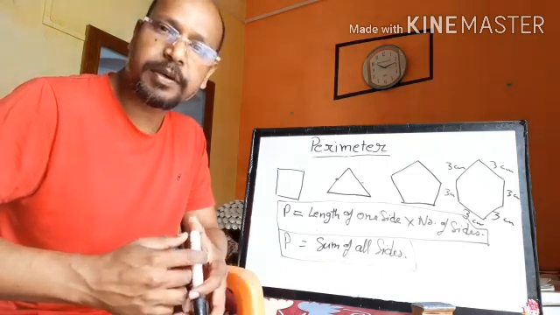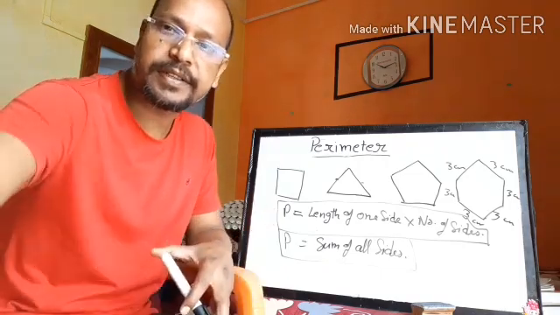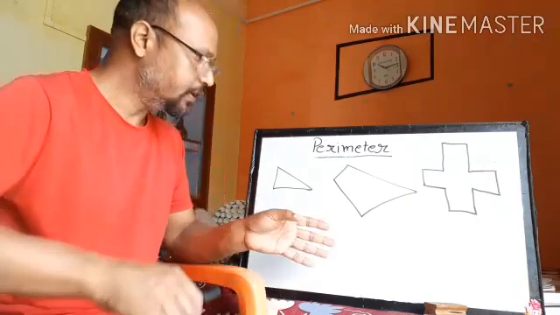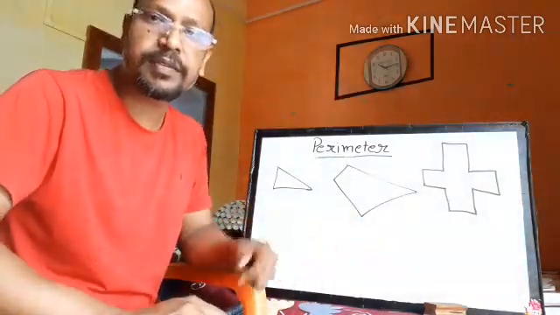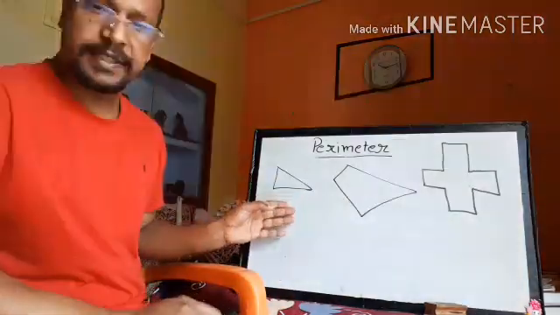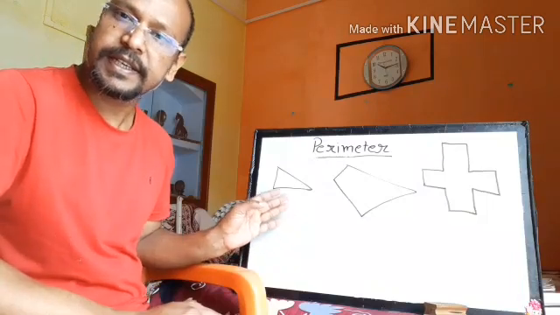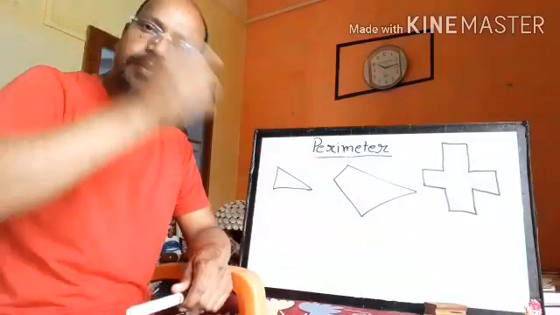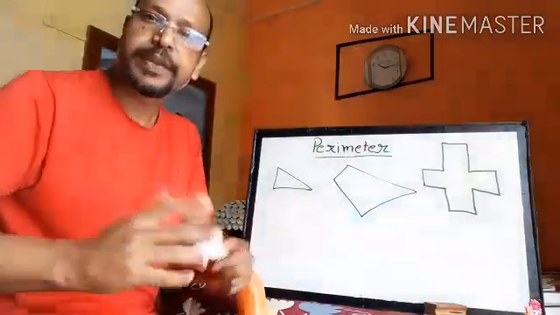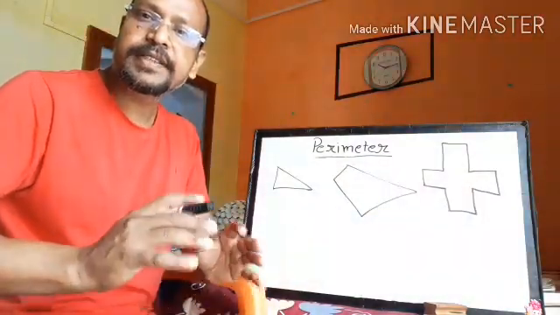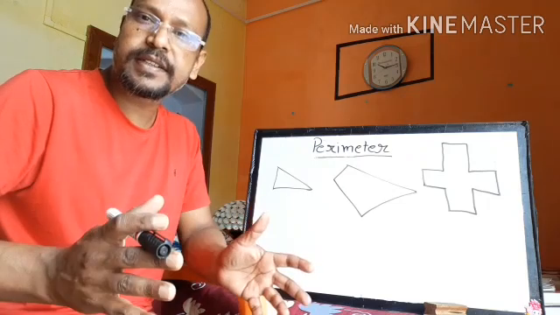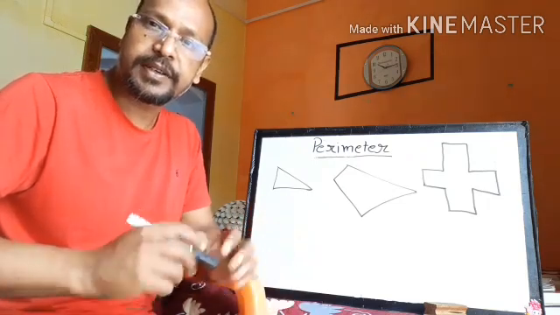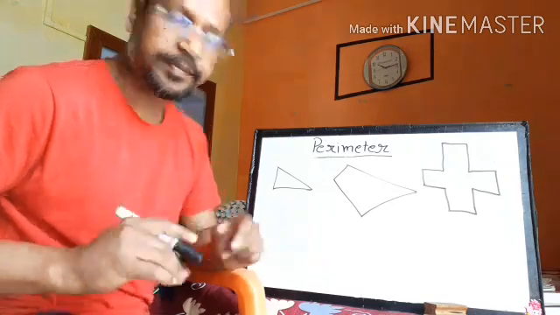Now let's talk about the irregular figures. Here on the board I have drawn some irregular figures. Suppose that it is a triangle, it has no equal sides, it is an irregular figure. So how to find the perimeter of these irregular figures? It is just simple, sum of all sides. Add all the sides, you will get the perimeter of any figure.